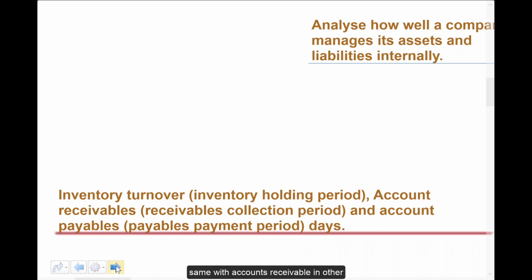Same with accounts receivable. In other words, the collection period. Same with accounts payable. If we have rising receivable collection periods year on year or quarter on quarter, we know that our accounts receivable is rising. So therefore there may be a problem with credit control. In the same way with accounts payable, if we see payable days rising, is it because we've got less cash? We're not paying our trade creditors or accounts payable within the correct periods?